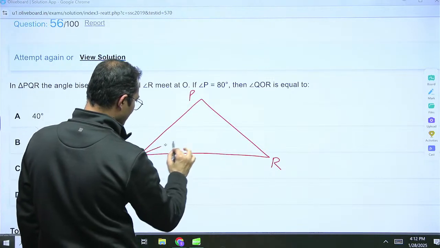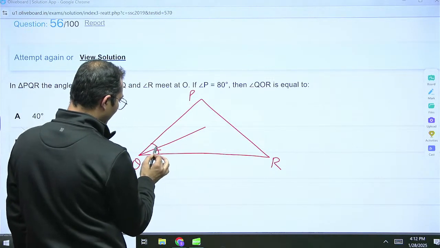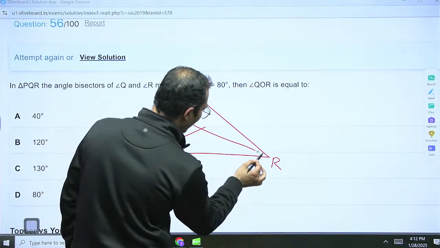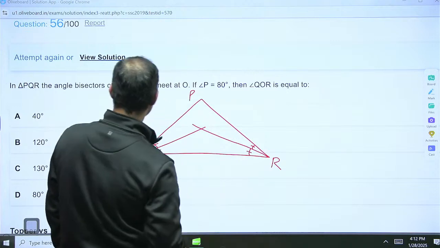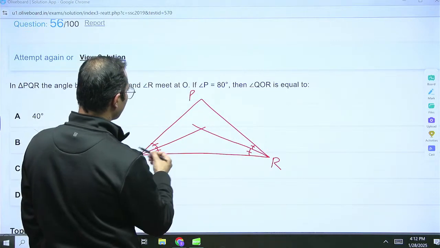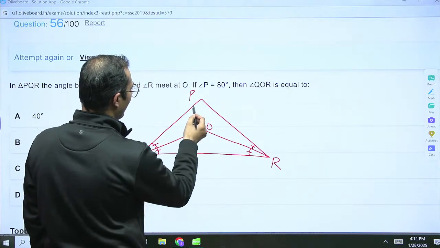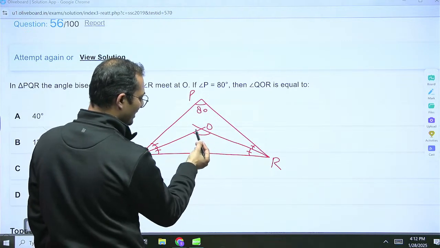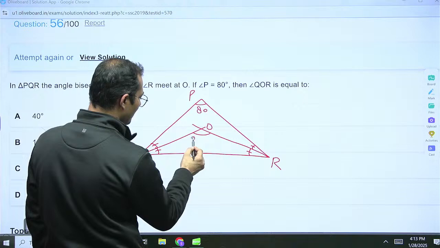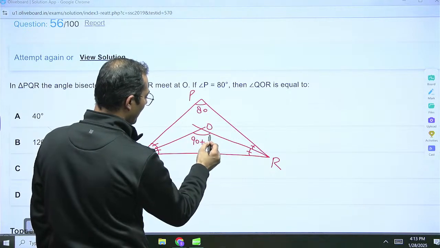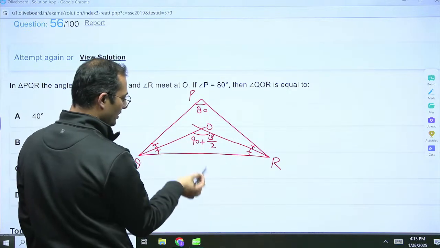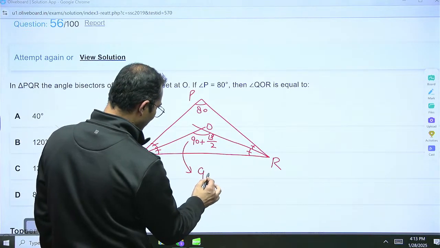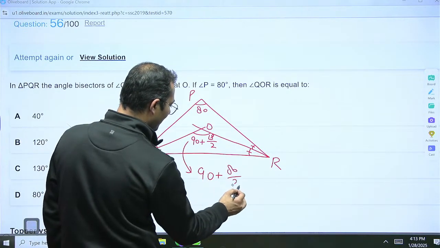The angle bisector means a line which divides the angle in two equal parts, right? So we are drawing the angle bisector. So simply we can say that angle bisector of Q and R is O, right? And angle P is 90. So the angle constituted at the angle bisector meeting point must be equal to 90 plus half of the opposite angle. So we know this, according to the angle bisector theorem. So simply we can say that 90 plus half of 80, that is 40.